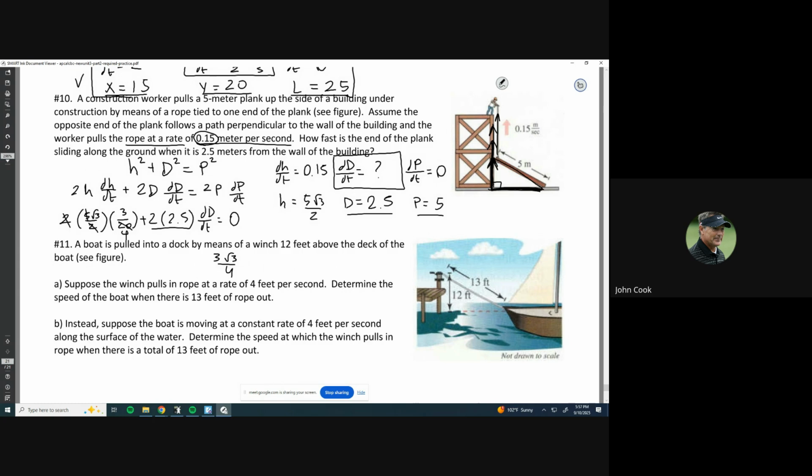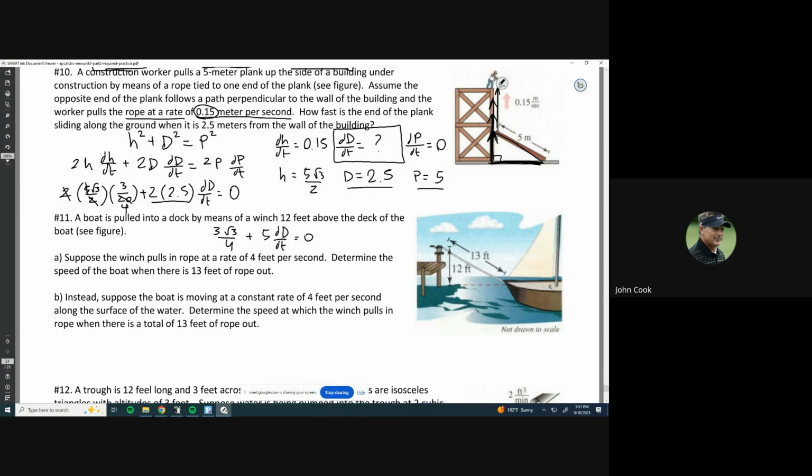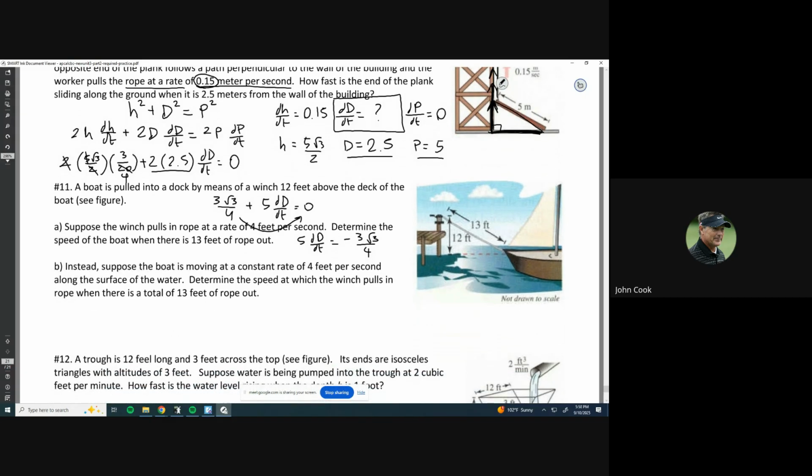And then 2 times 2.5, that's 5. So plus 5 dd dt, and then that's equal to 0. Now let's solve the rest of it. We can subtract this part over here. So we get 5 dd dt is equal to negative 3 square root of 3 over 4. And then the last thing is I just got to divide by 5. So I get dd dt is equal to negative 3 square root of 3 over 4 times 5. So I just divided by 5, right?